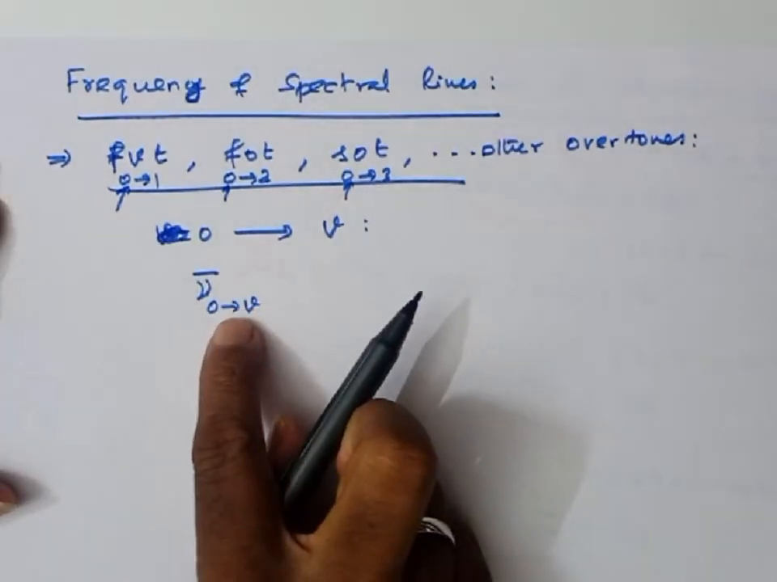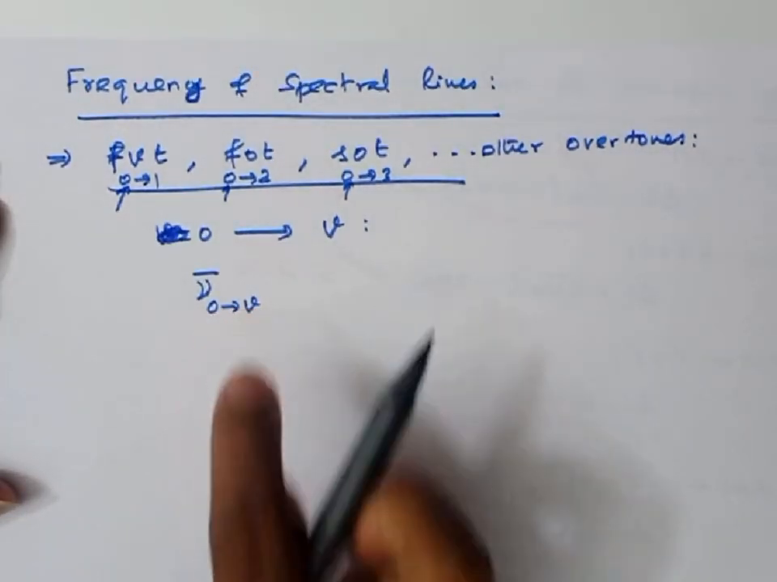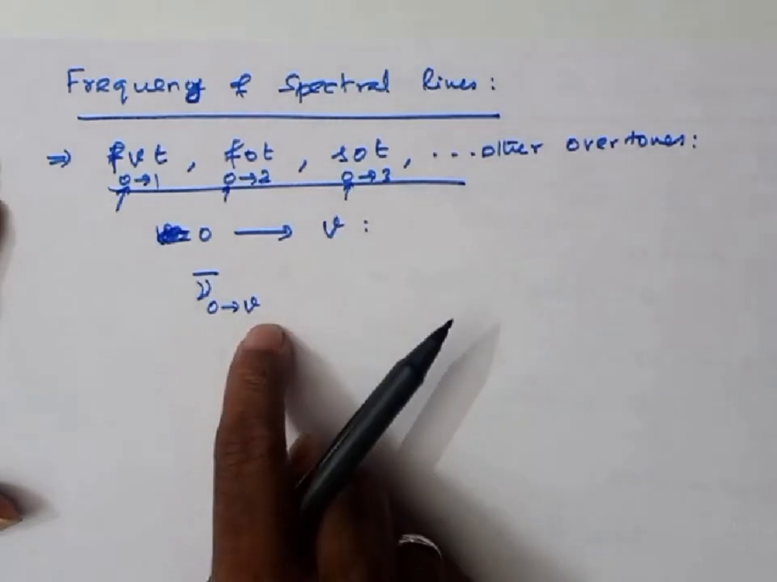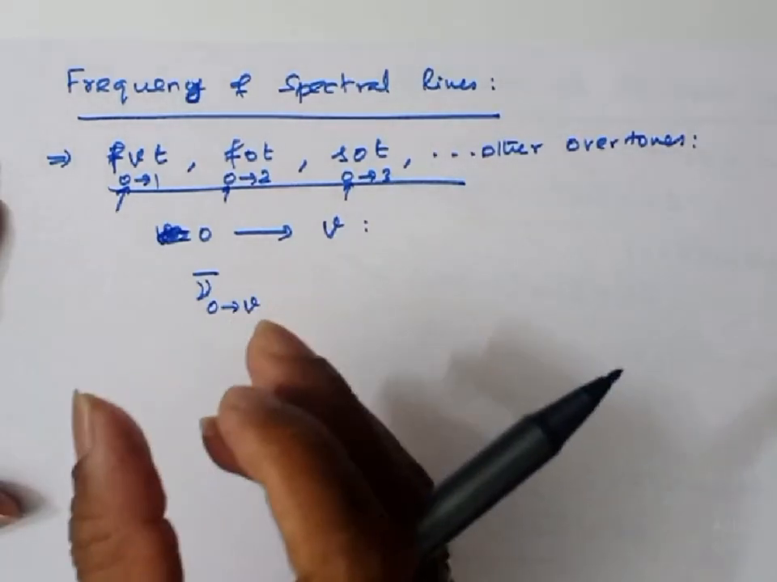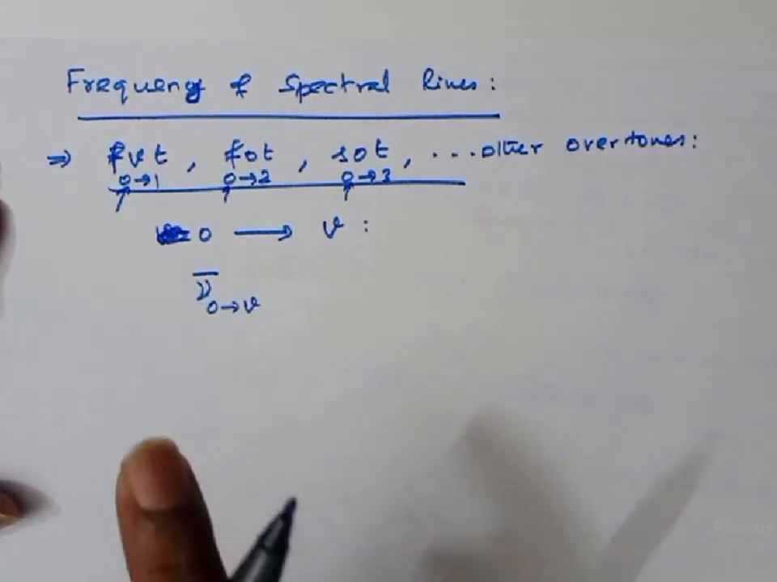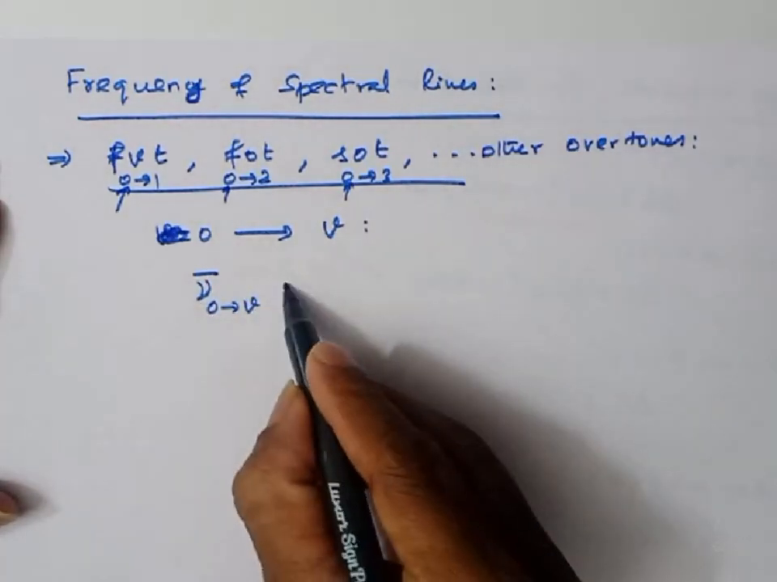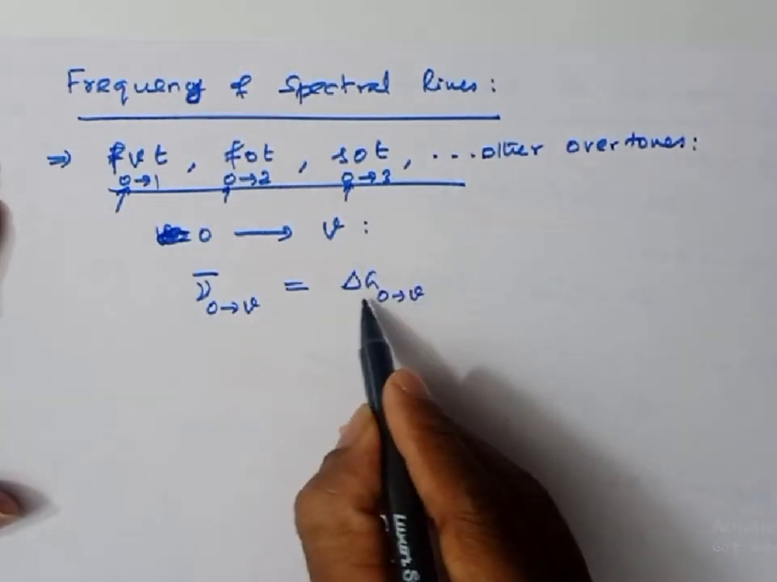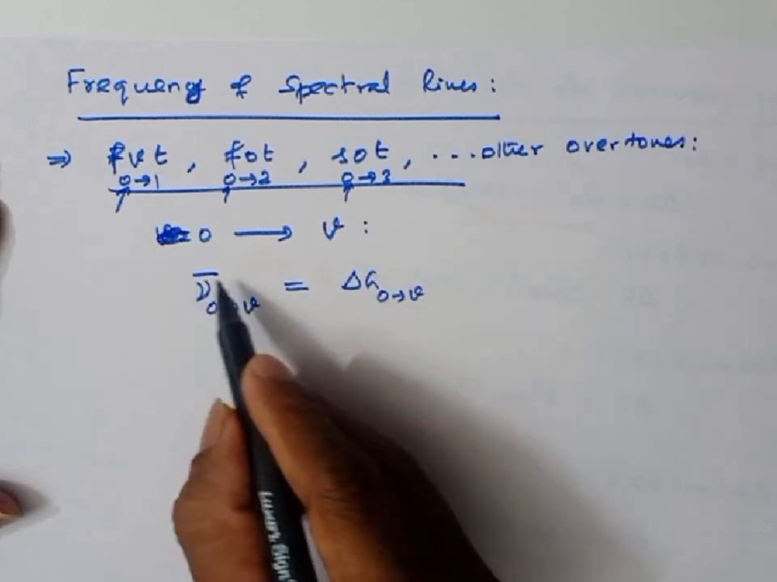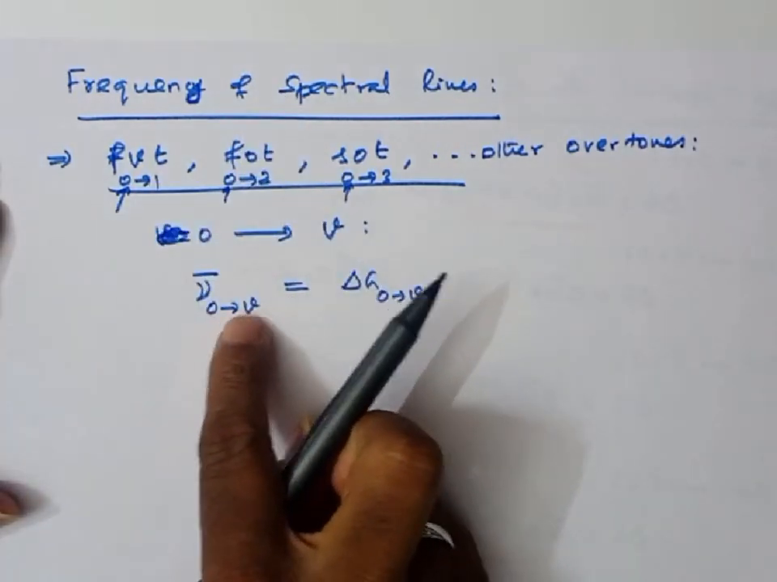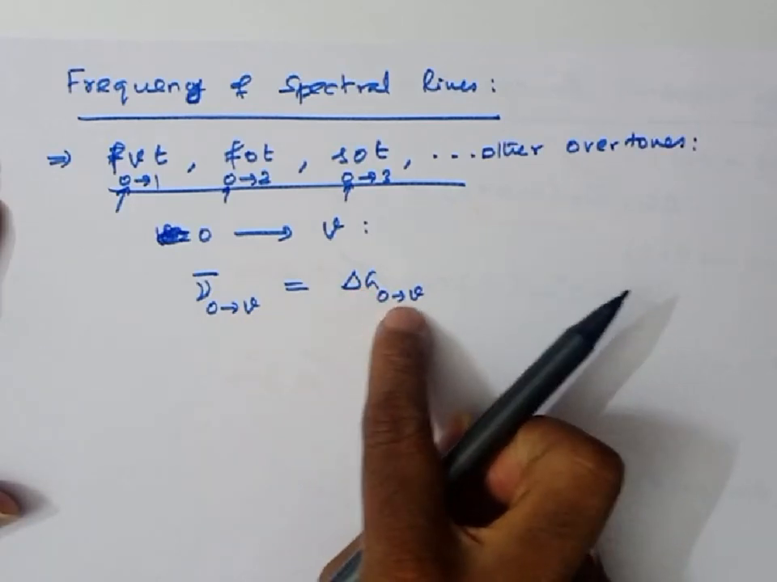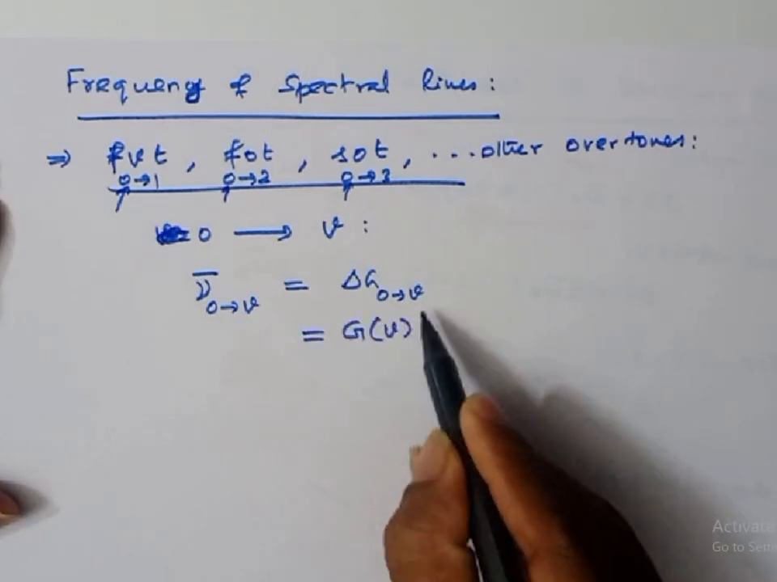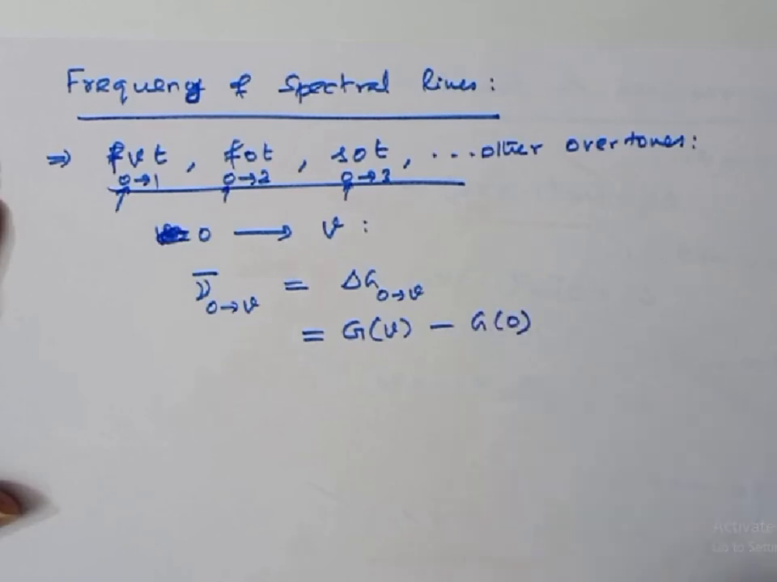If V is 1, it is called the fundamental vibrational transition. If V equals 2, it is called the first overtone transition. If V is 3, it's called the second overtone transition. So in general, what is the expression for the frequency of any 0 to V transition? It is nothing but the energy required for that transition, because we write energy in wave number. So the frequency of the radiation absorbed for the 0 to V transition is equal to the energy required for that transition, which is the energy of the final state V minus the energy of the initial state, that is 0.